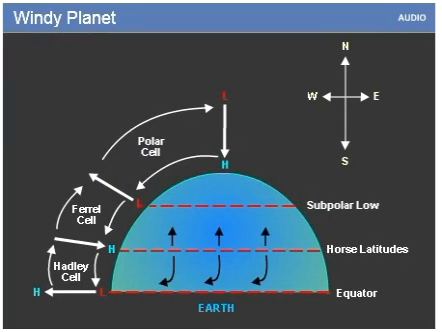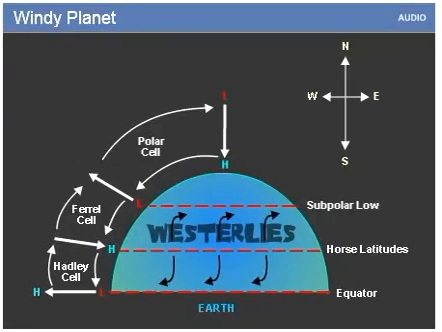Winds leave the high-pressure horse latitudes in both directions, as well as blowing toward the equator. They also blow toward the subpolar low in a wind pattern called the Westerlies. Like the trade winds, the Westerlies are deflected by the Coriolis force, but since they initially blow the opposite direction, they bend to the east.